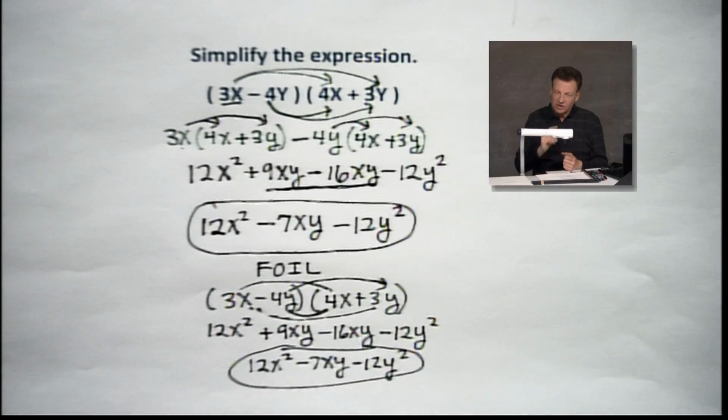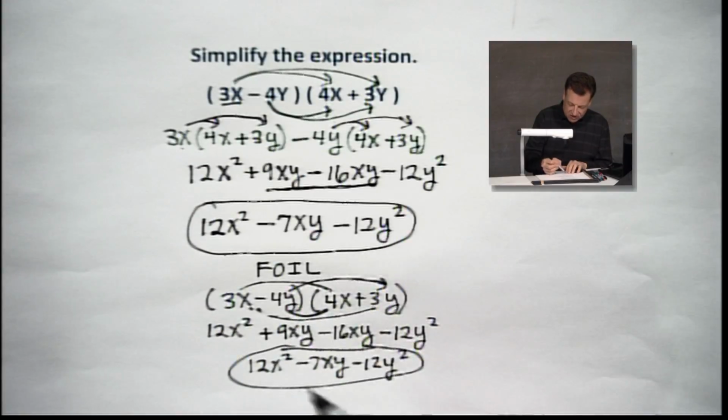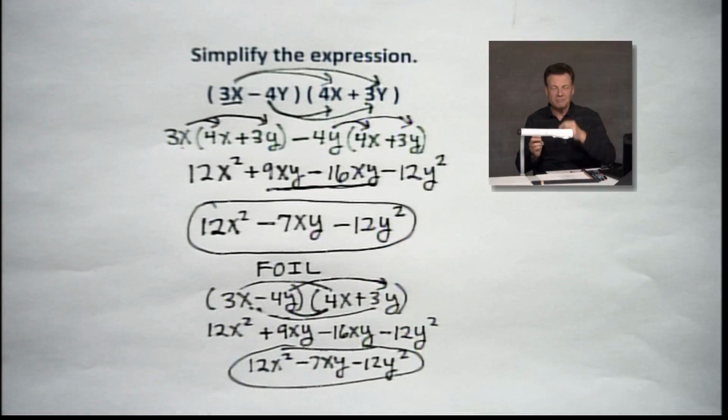What works for you, let it work for you. Another thing I want to point out that you could do with the FOIL method, you could have kept that 9 and negative 16 in your head and just put them together and go straight from the parentheses straight to the answer. Do a little mental math going on there. So a good way to get us started off here, that is our problem of the day.